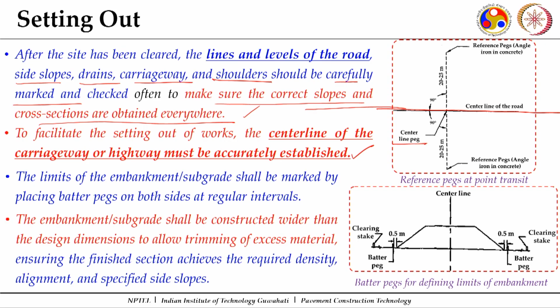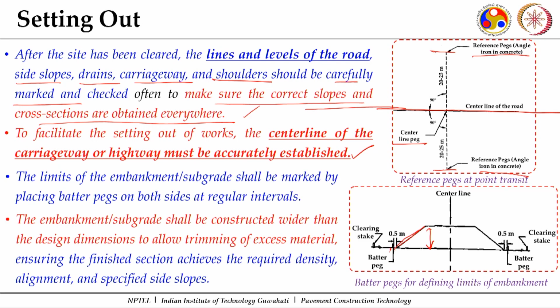So we can place those pegs. Here also it is shown that with respect to the center line, at 20 to 25 meters we can place reference pegs, angle iron in concrete. So these pegs can be placed. And at what distances? See, if we are going for an embankment construction, this is the height which is to be attained. Now with respect to this is the slope which is to be maintained, and then keeping a margin, we will place some pegs here.